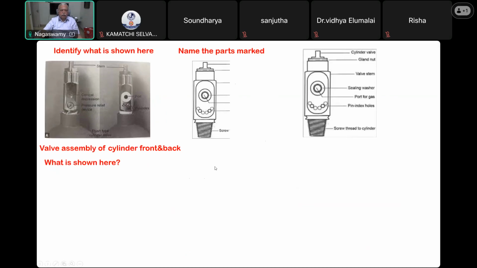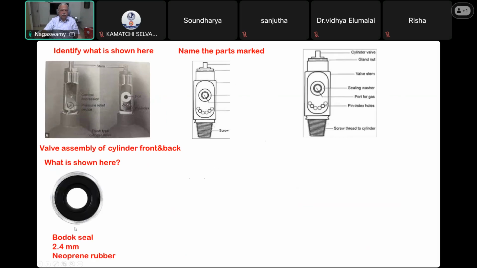So what is shown here? This is the Bodok seal. This is neoprene rubber with a metal ring outside, and the thickness of it is about 2.4 millimeters. As you keep on using it, it may get worn out, and when it becomes thinner, the gas will start leaking. That is an indication that you have to change it to a new washer. Every time the person comes to service, they will remove this old seal and put a new one so that the thickness is maintained.